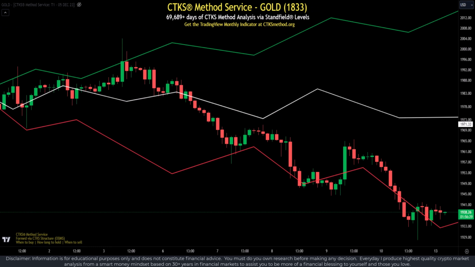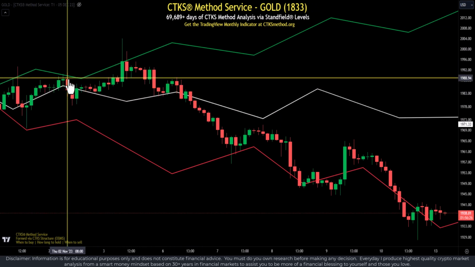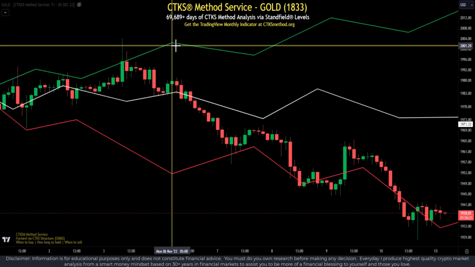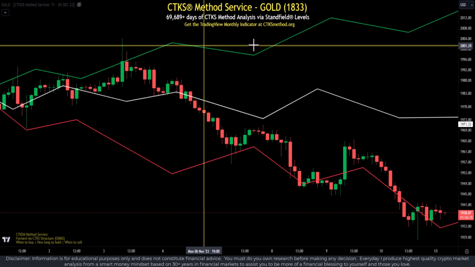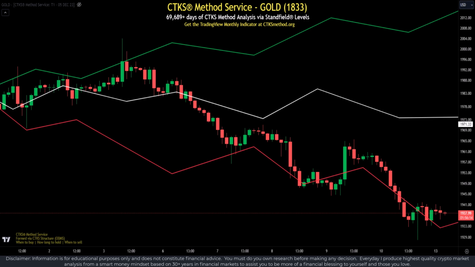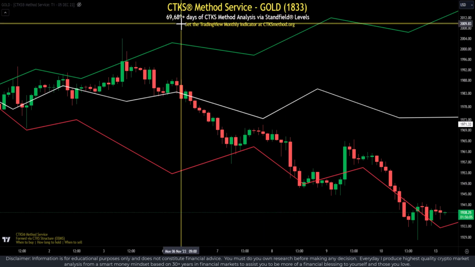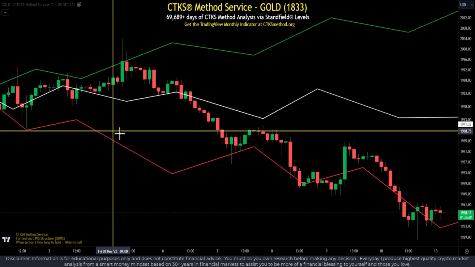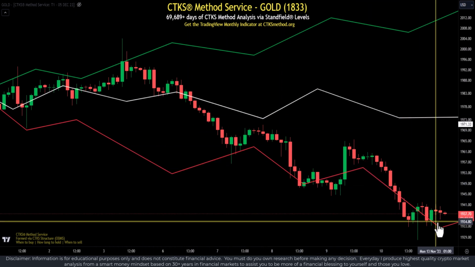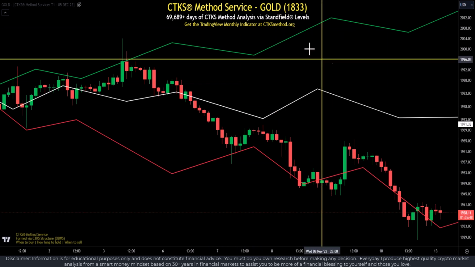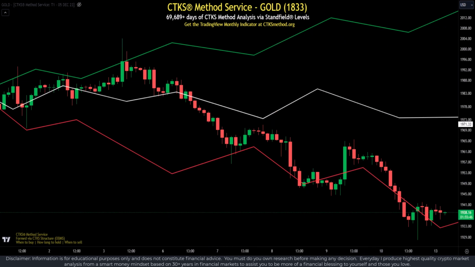Inside the service, each and every month, I create what are called CTKS Method paths. They tell us where price could go under normalized conditions based on CTKS structure, those SLs, inside market structure for the entire month. One thing that we can see with gold, which has been trading since 1833, that's over 69,600 days ago, is that gold is currently following the negative price path. If you're inside the service, you already know where this price path ends up at the end of the month.